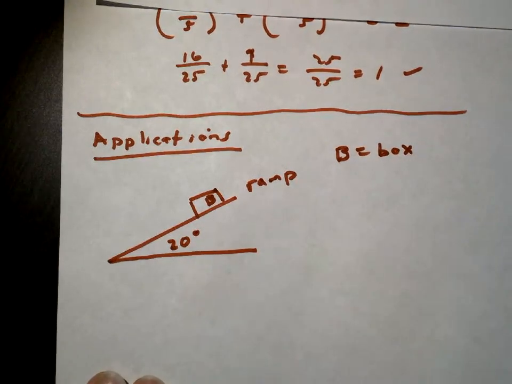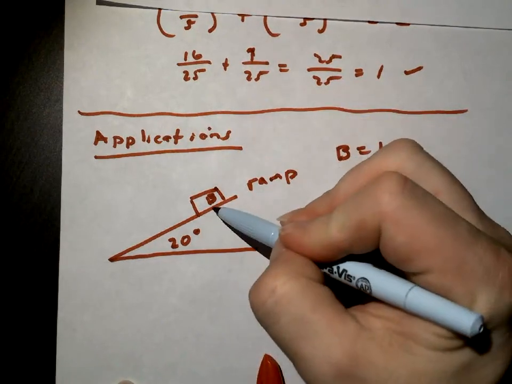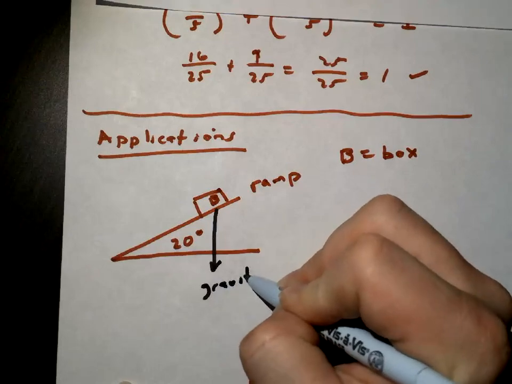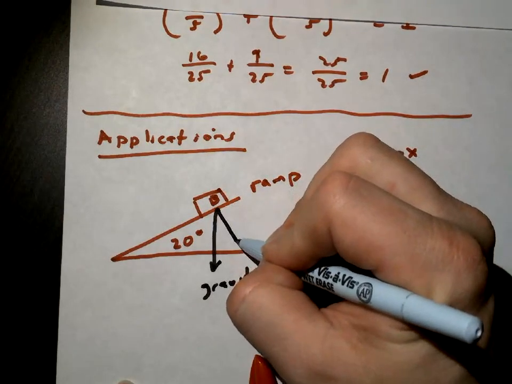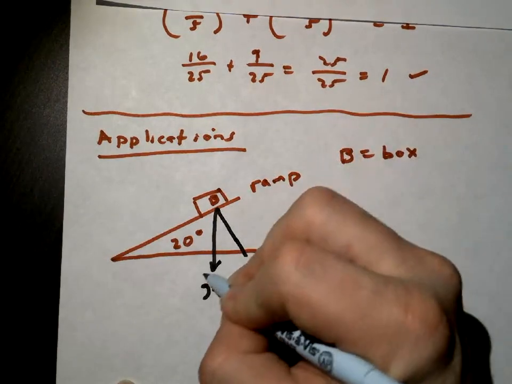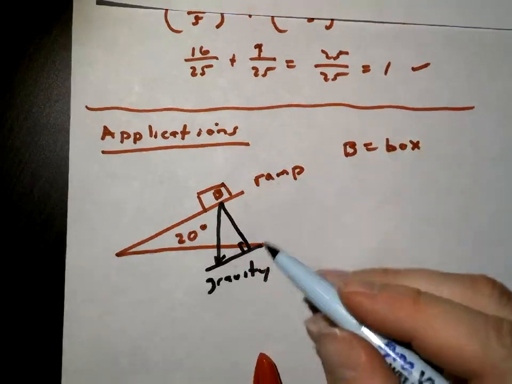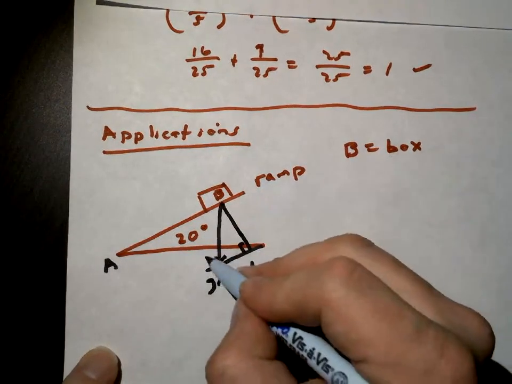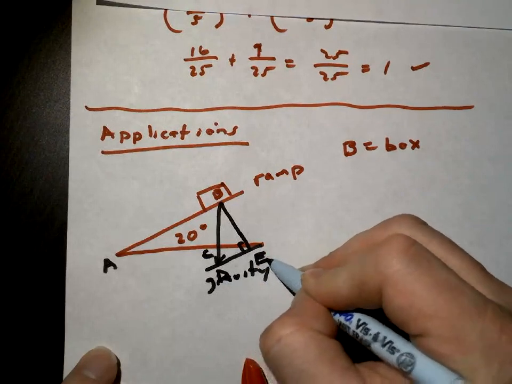up a ramp. Well, if you look at this, gravity is always going to go like this. So here's gravity, always a downward force. And you kind of go perpendicular to the ground here. So we go perpendicular. And let's call this A over here. Let's call this C over here. Let's call this D. Let's call this E.